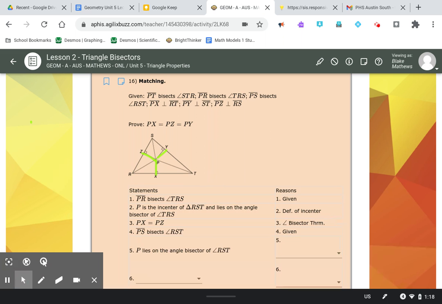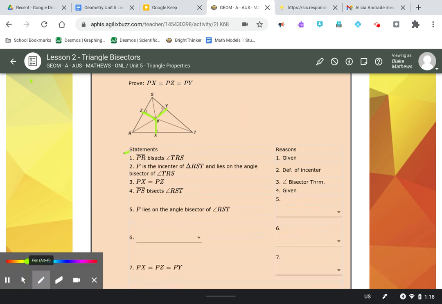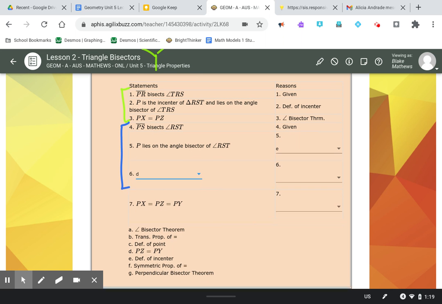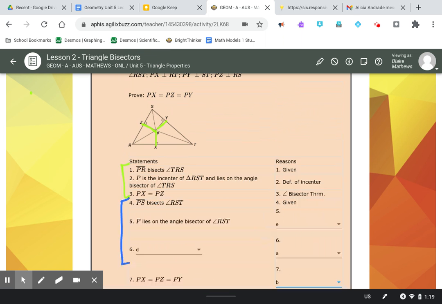Then it gives us another one, and we're going to follow the same process. Look at this. The process we followed here is going to be the same as the process we follow right here. So let's follow the same process. Well, P is on the angle bisector. That's going to be the definition of angle bisector, or definition of incenter. It's E. Number 6, PZ equals PY. We should be looking for a statement similar to what we have in number 3. And the reason is angle bisector theorem, A. And then lastly, we use the transitive property of equality to say that those three are all equal to one another. All right, so that's it there.